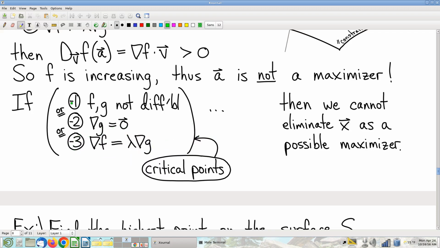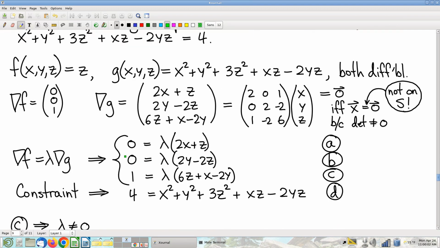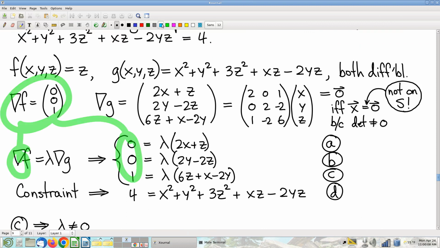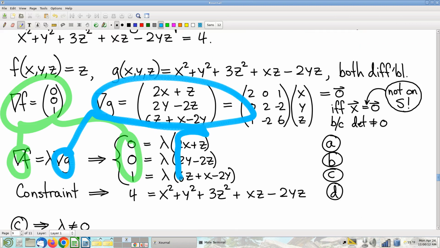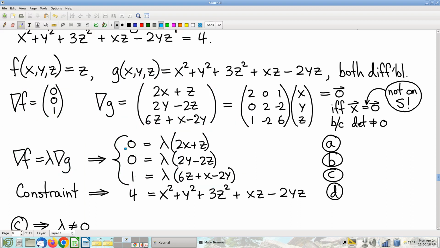All right, so we've checked these two, and now on to the third. We need to see where the gradient of f is a multiple of the gradient of g. Okay, well, the gradient of f is that. The gradient of g is that. So I've got 3 equations here to solve. This is your Lagrange condition.